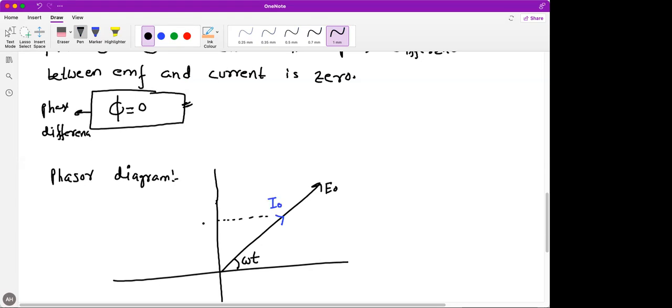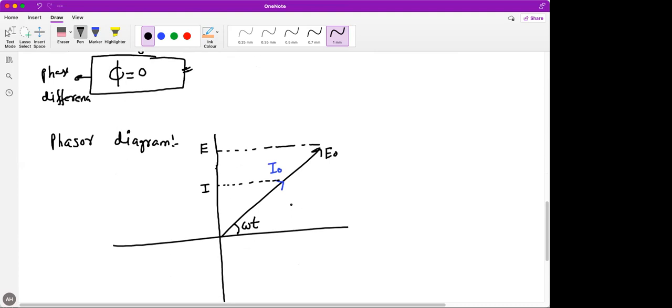Yes, sir. From the vertical, this is I, and from the vertical, this is E. These E and I are simply instantaneous values: the instantaneous value of current and the instantaneous value of EMF. From this phasor diagram, you can clearly see that E naught and I naught are in the same phase. The phasor diagram shows that they are in the same phase, with no phase difference between them.